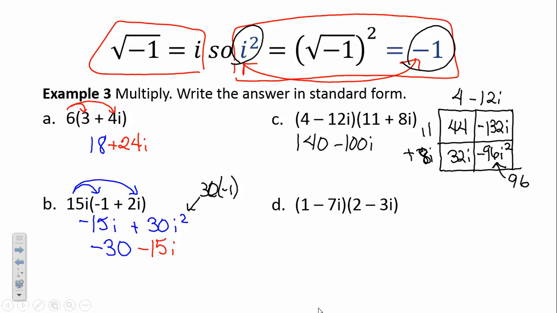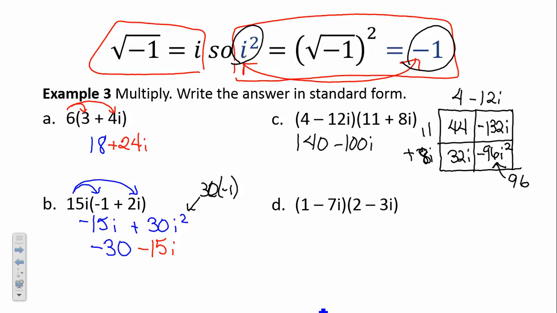Okay, so where we left off yesterday was we had just finished multiplying this out. We had taken 4 minus 12i times 11 plus 8i and gotten 140 minus 100i. You can also, instead of doing the FOIL boxes, simply FOIL it out.